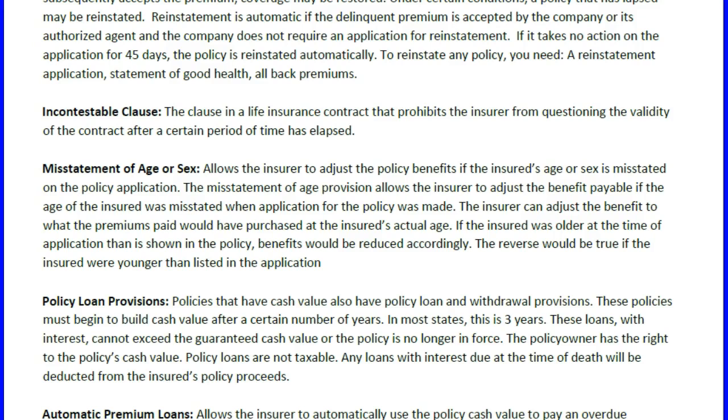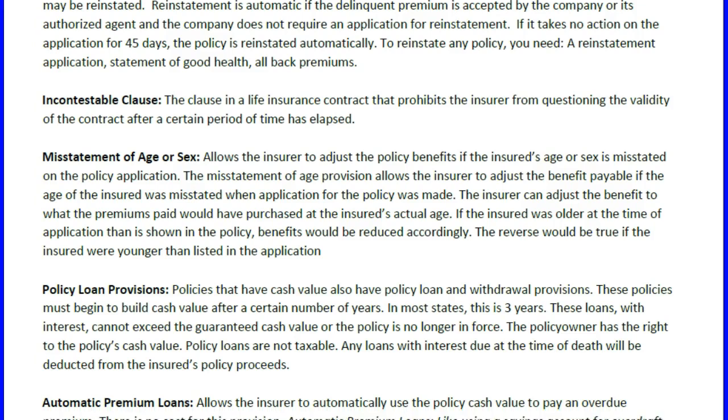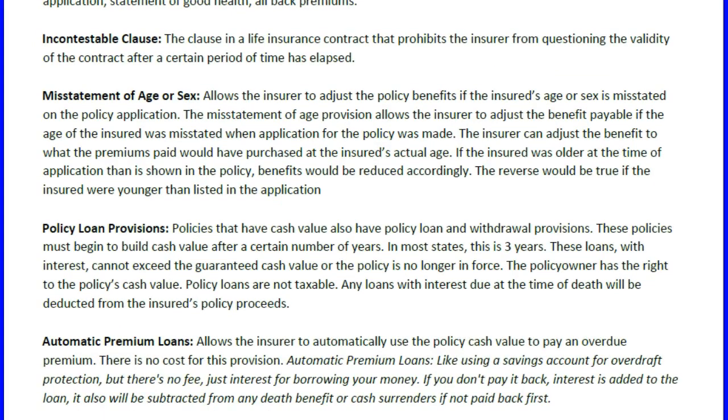Incontestable clause. The clause in the life insurance contract that prohibits the insurer from questioning the validity of the contract after a certain period of time has elapsed. After around 2 years, if something in the application is not correct, the insurer cannot cancel the contract. Misstatement of age or sex allows the insurer to adjust the policy benefits if the insured's age or sex is misstated.